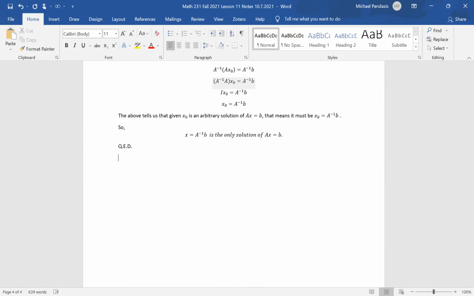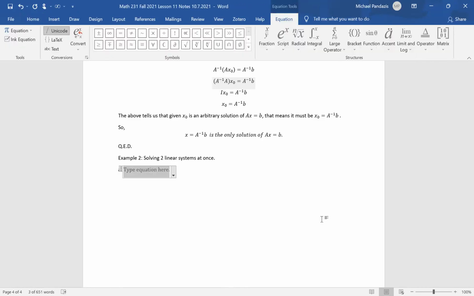All right. Another example, example 2 of this section: solving two linear systems at once. We know how to solve a linear system, but now I'm going to show you how to solve two at the same time.